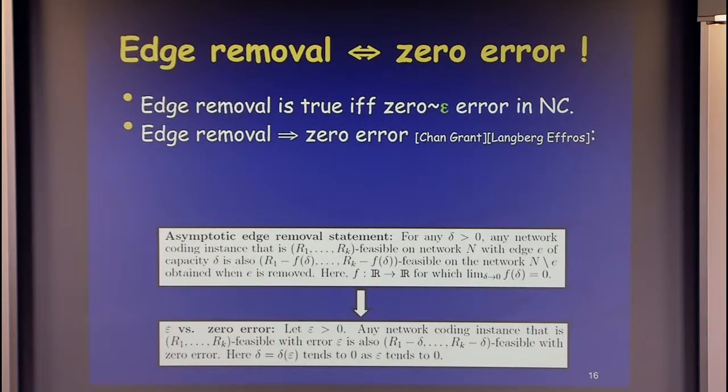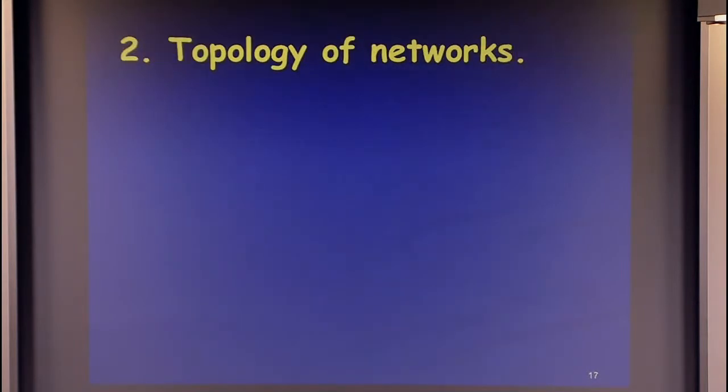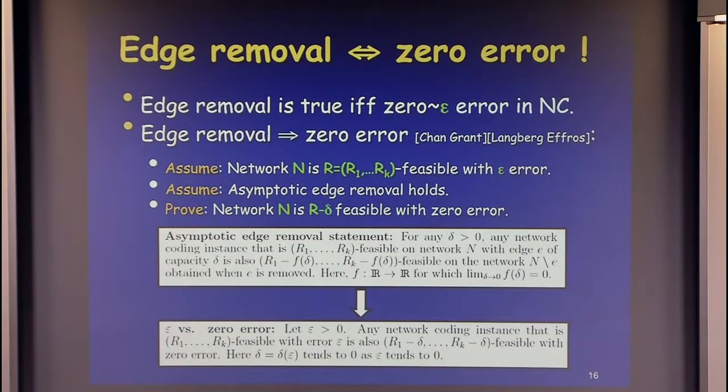And the way we prove these kinds of results, again, we don't know if the edge removal is true or not, is by proving both directions. Proving one direction has the following flavor: we're assuming that we can communicate with epsilon error, and we're also assuming that edge removal is true, and we'll show that you can communicate at 0 error with a little bit less. The other direction is similar. So this is an if and only if statement.